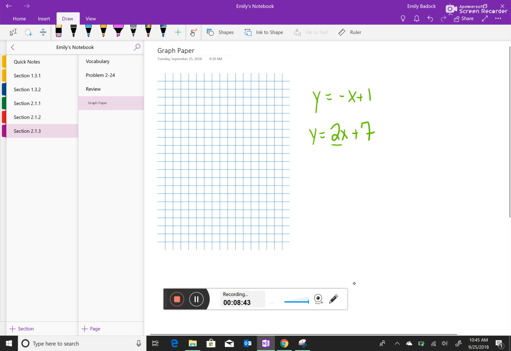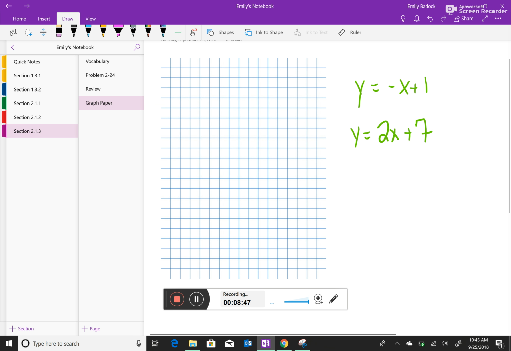So we have this on our graph paper. I am going to draw my x and y axis. And for this one, my y-intercept is +1, so it's going to be right there. And I am going down 1 over 1, so it's -1 over 1. So down 1 over 1, down 1 over 1, so on and so forth, because it's got a negative slope. And then I'm just going to connect that line.